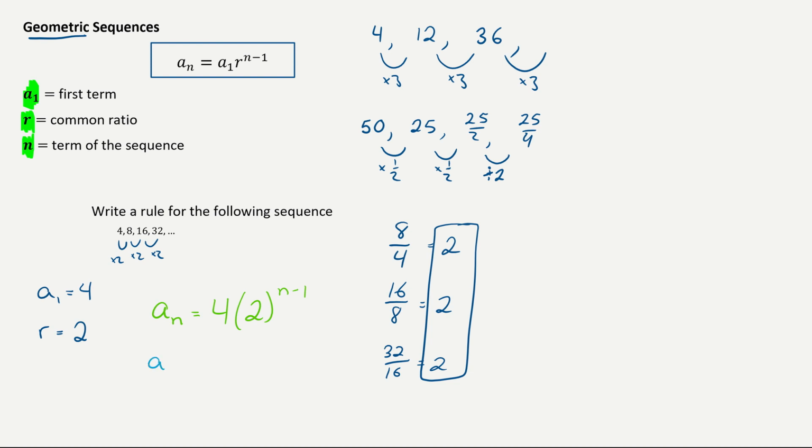So why don't we quickly find the 10th term? So that would be 4 times 2 to the 10 minus 1. So I'm going 4 times 2 to the 9th power. And geometric sequences often get very big, very quick, because we're dealing with exponentiation. So I have 4 times 512, which gives me a final answer of 2048 as the 10th term in the geometric sequence. Let's try another harder version.